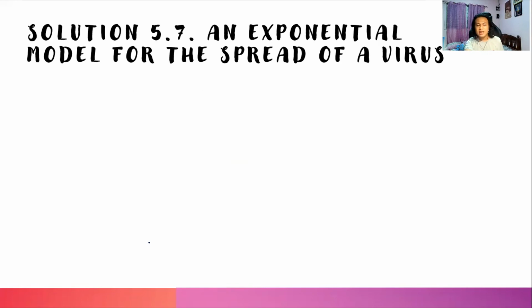Okay, we have the solution. Letter A: how many infected people were there initially? Meaning at t equal to 0. So let's write the function. This is t there.